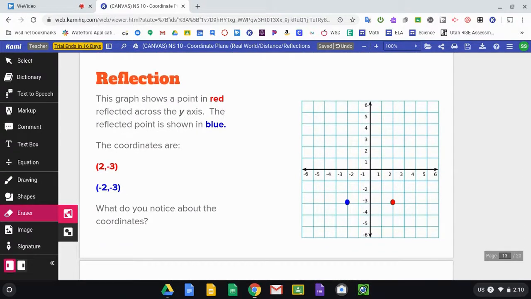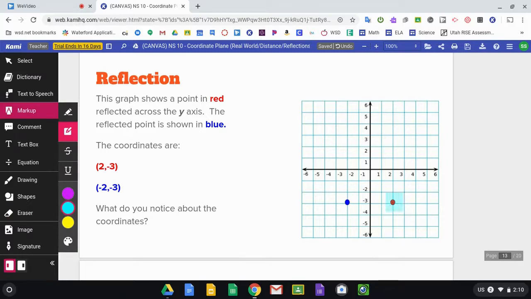Now we have a red point as our starting point, and it's reflected across the y-axis to create the blue point. And here are the ordered pairs. The red, I started at 2, negative 3. The blue went from negative 2, negative 3. So what do you notice about the coordinates? Are you noticing that the x is opposite and the y stays the same?